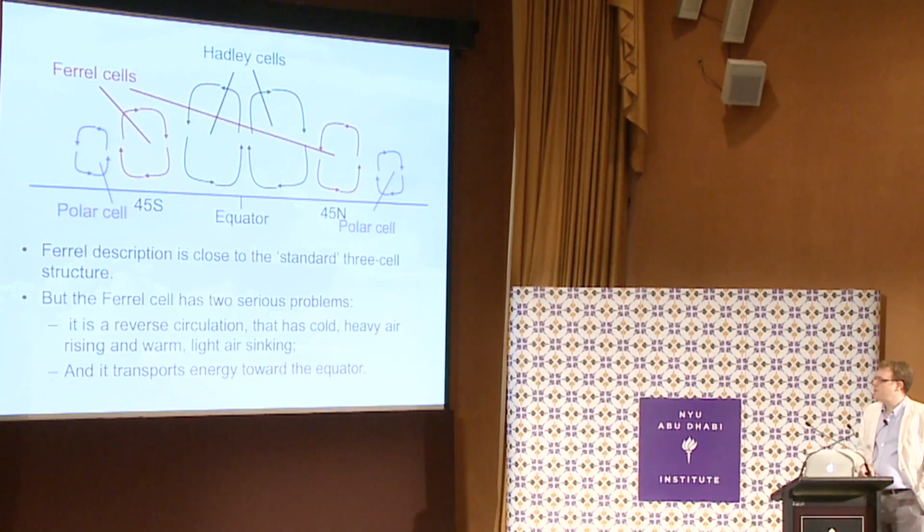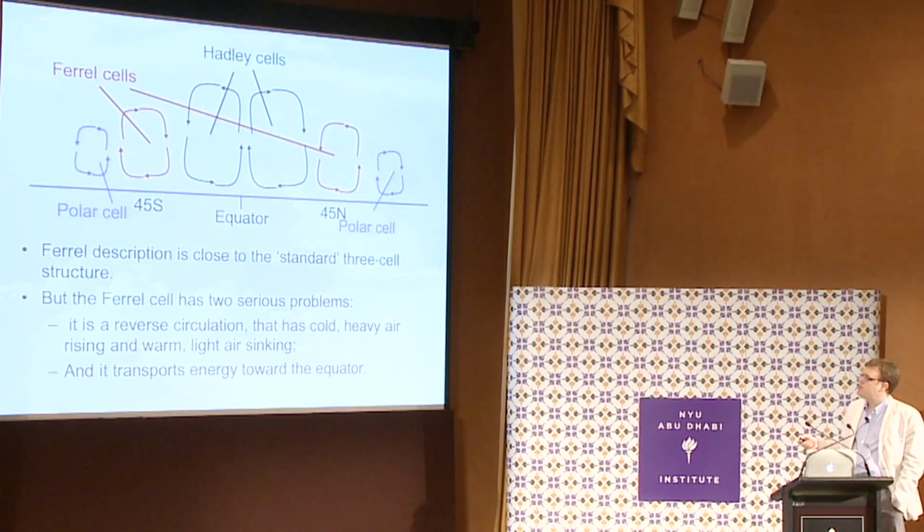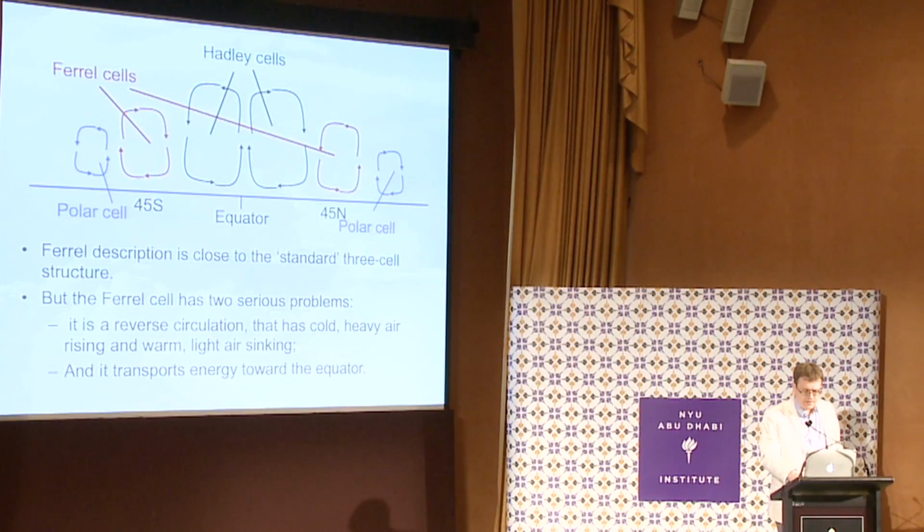The one issue with this Ferrell cell is that it poses a bit of a problem. Hadley's explanation was actually quite good in that it argued that the circulation was associated with the need for the atmosphere to transport energy from the equator to the pole, simply to compensate for the fact that we receive more energy at the equator and less energy in the polar region from the sun. This Ferrell cell has the problem that it transports energy in the wrong direction. That has to do with the fact that the energy of an air parcel is higher as you go up. The energy of the air parcel is tied both to temperature and geopotential energy, to its height. So this Ferrell cell in the mid-latitude is associated with energy transport in the wrong direction. It tries to transport energy from the pole to the equator. And so this is a bit of an oddity.